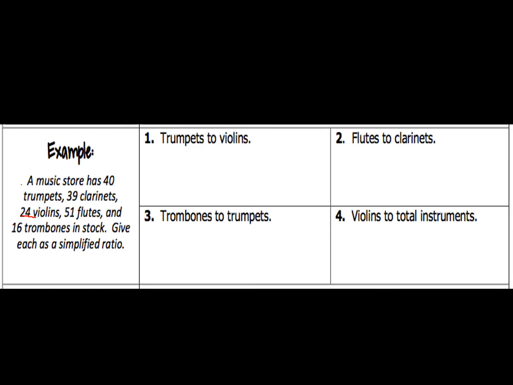So what we want to do first is figure out how many of each. So how many trumpets do you see? You are correct. That would be 40. How many violins do you see? That would be correct, 24. Flutes, 51, and clarinets, 24. And we would do the same for number 3 and number 4. So take the time to write that, and then we are going to simplify.